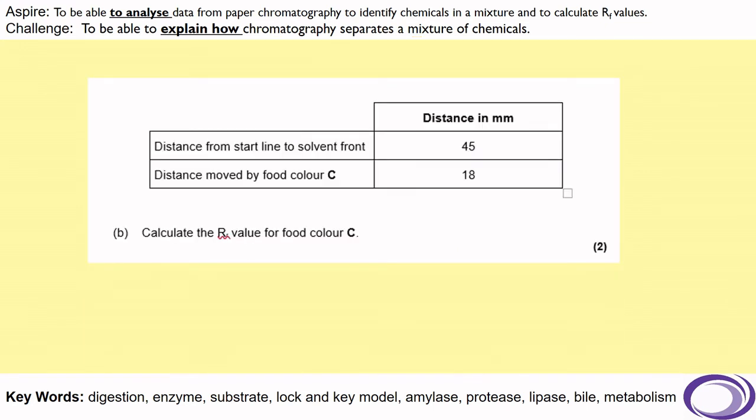We've been given some measurements. So the distance from the start line to the solvent front is 45 millimetres, and the distance moved by food colour C was 18 millimetres. We'd like you to calculate the RF value for food colouring C.